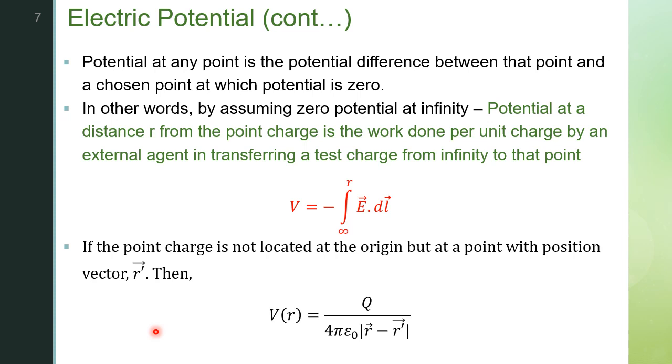When you consider the point charge, we have located it at the origin. If it is at some other point other than the origin, with position vector r dash, then instead of Q by 4 pi epsilon R, we will have R minus R dash. Earlier it was simply R, the magnitude of vector R. Here we will have the magnitude of R minus R dash if the point charge is not located at the origin.